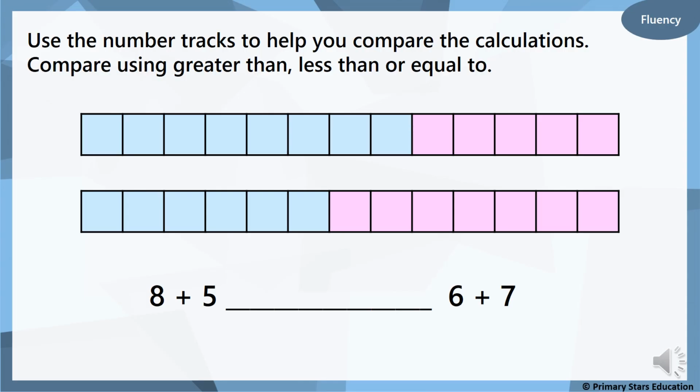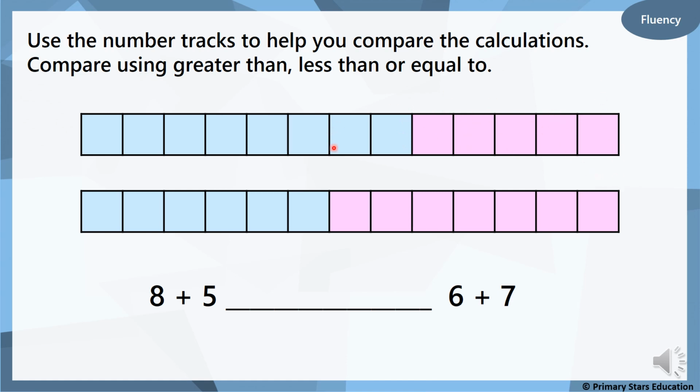So we are going to use the number tracks to help compare these two calculations. And we're going to compare them using the words greater than, less than, or equal to. And that will be written here. So we have 8 add 5. 1, 2, 3, 4, 5, 6, 7, 8. And then we have add 1, 2, 3, 4, 5.